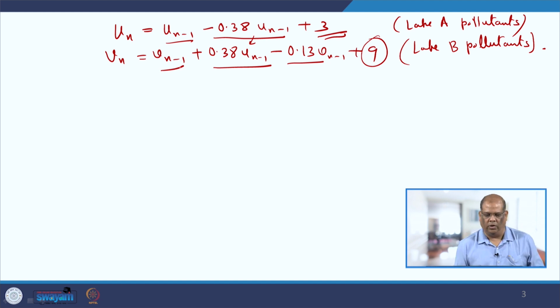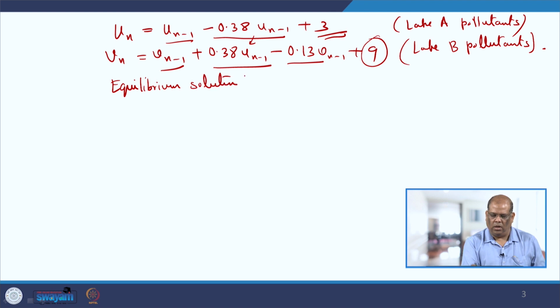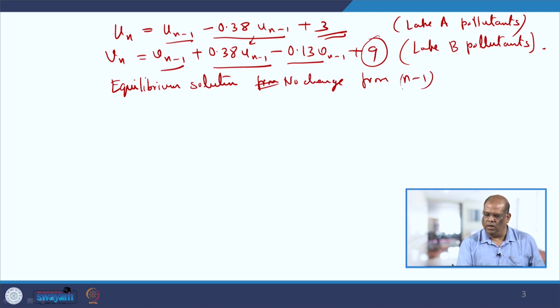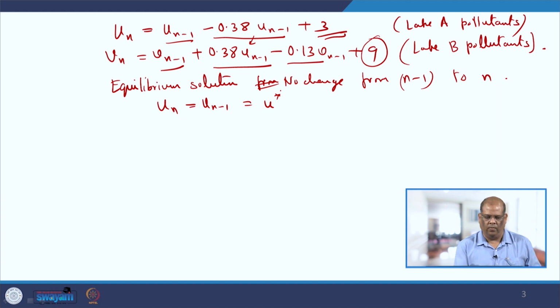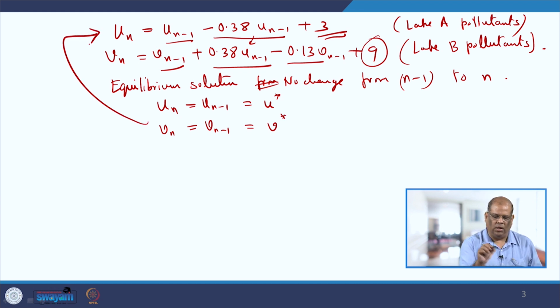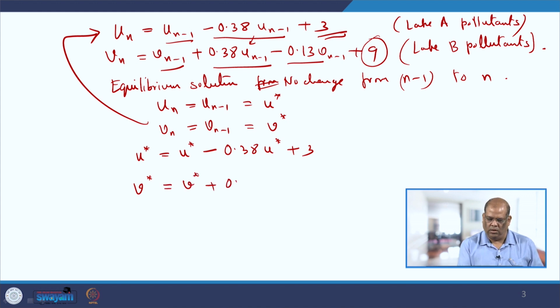Now, let us look into the equilibrium solution. By the definition of equilibrium solution, there will be no change from generation n-1 to generation n. In such a case you substitute Un = Un-1 = some u star, and Vn = Vn-1 = some v star. You substitute this in the original model and you get u star = u star - 0.38 u star + 3, and v star = v star + 0.38 u star - 0.13 v star + 9.